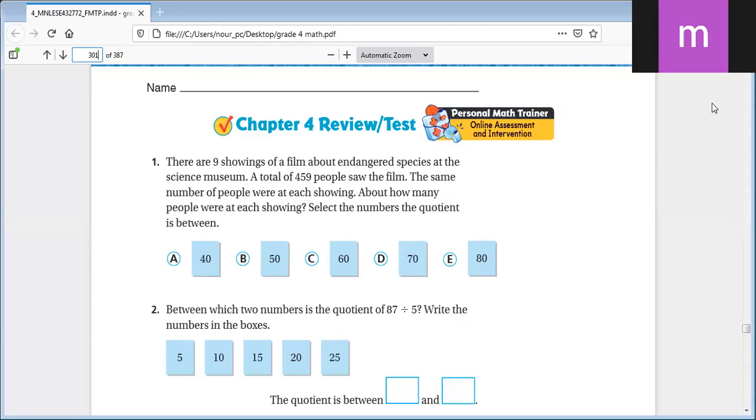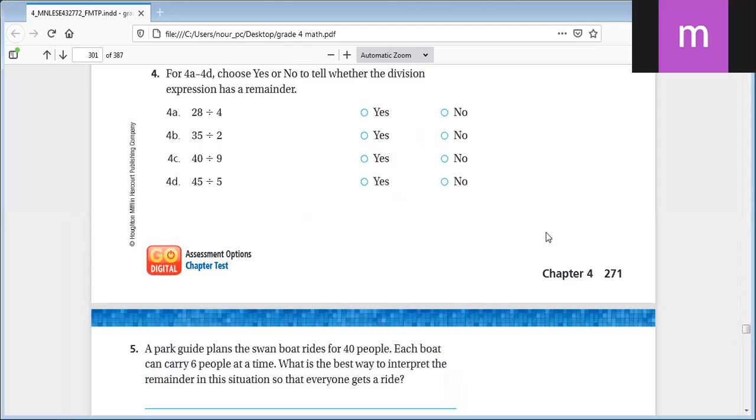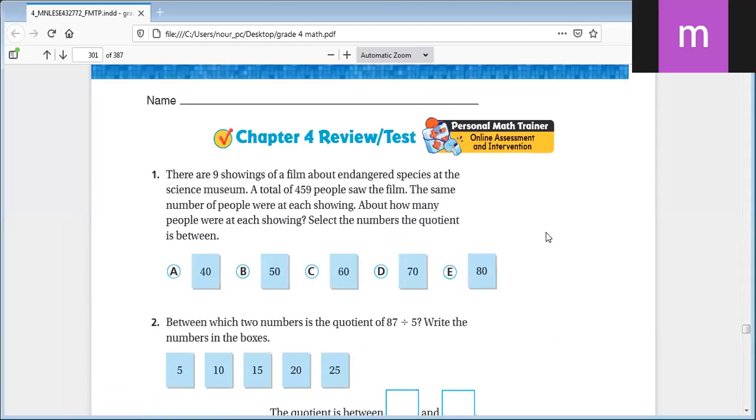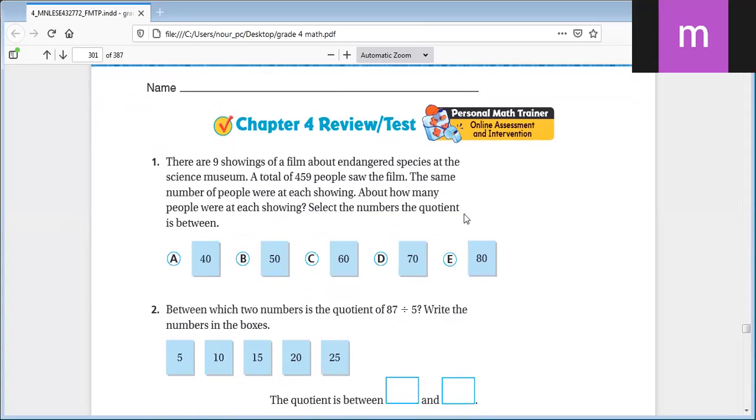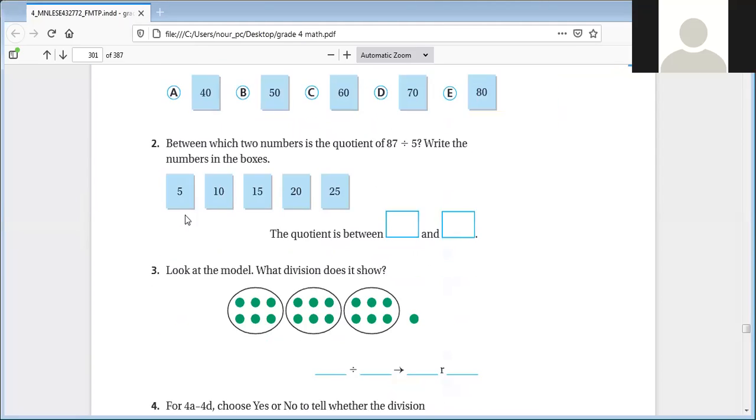Chapter 4 review. This one is page number 271 if you want to open it. If you don't want to open it, it's okay, just read from my screen. Saad, can you read it, please? Number 1.